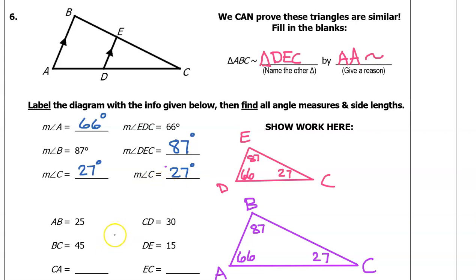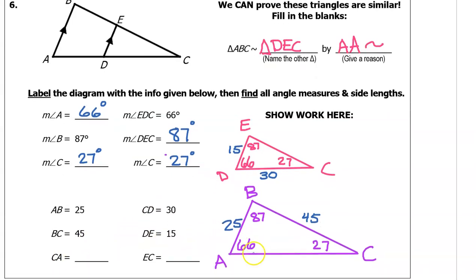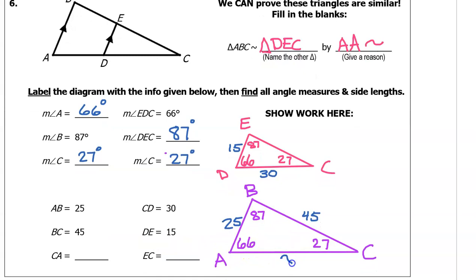Now let's go back and talk about the sides. AB is 25. And CD is 30. BC is 45. DE is 15. All right, so we need to find CA, which is down here. I'm going to call this X. Let's go ahead and find that first.